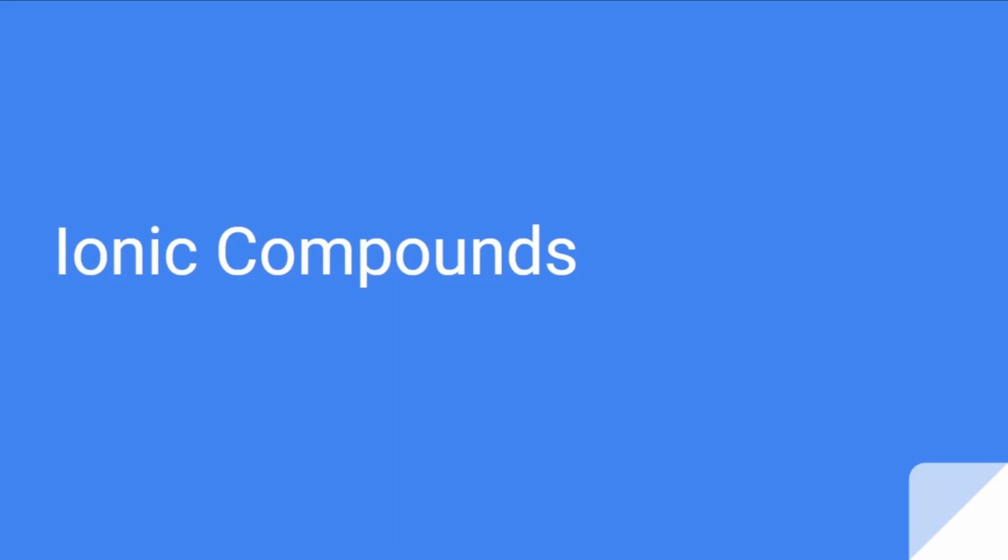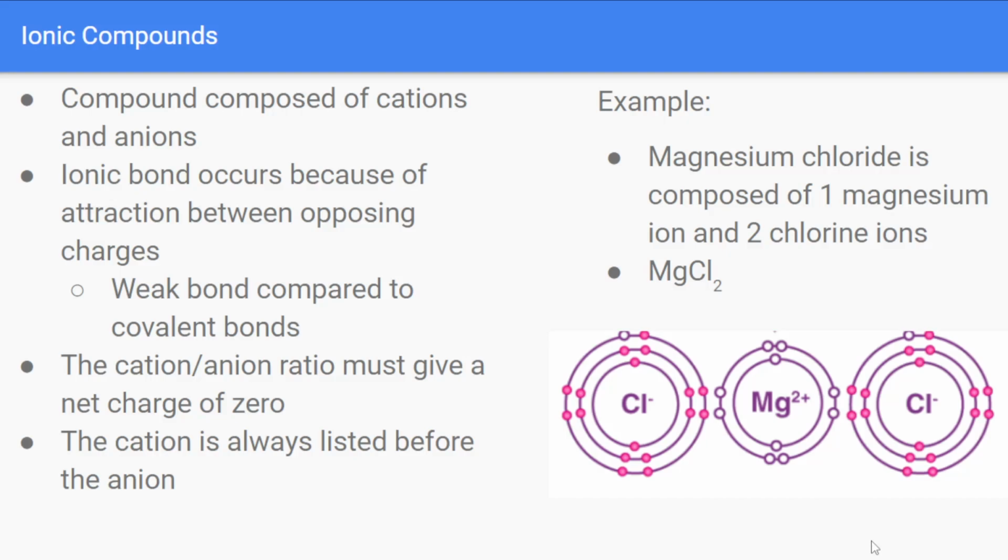In this video, we'll discuss how to name and write formulas for ionic compounds. Ionic compounds are chemical compounds composed of ions, cations that are positive, bonded to anions which are negative. The attraction is due to the difference in charge of the ions.